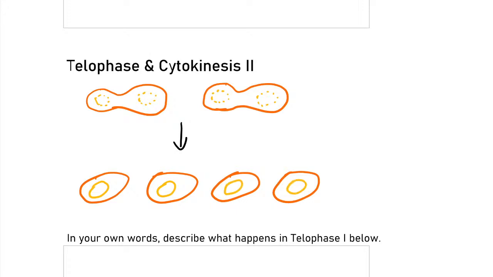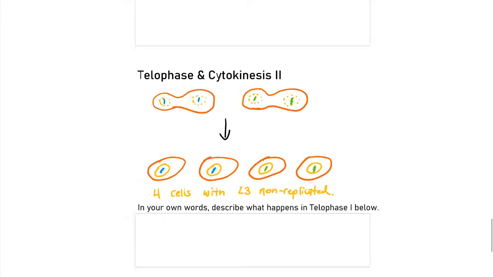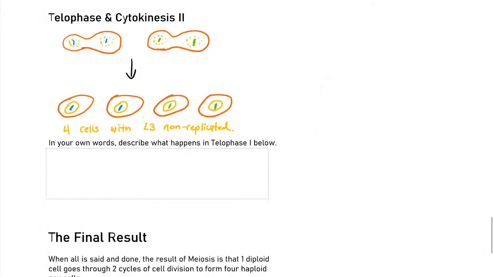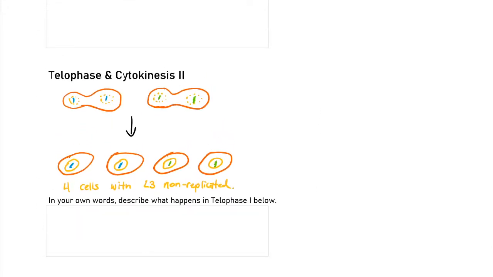And there we go. And we have 4 cells with, for a human, 23 non-replicated chromosomes. In other words, now finally we have 4 sex cells.